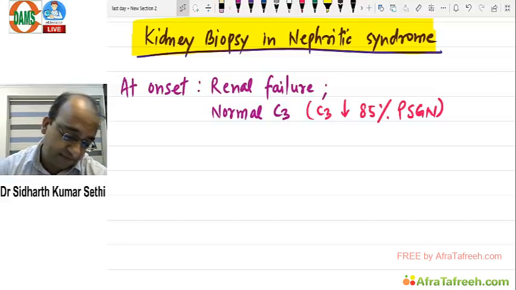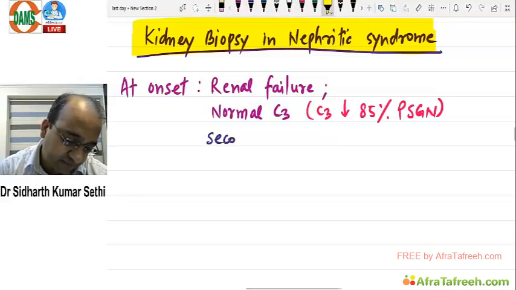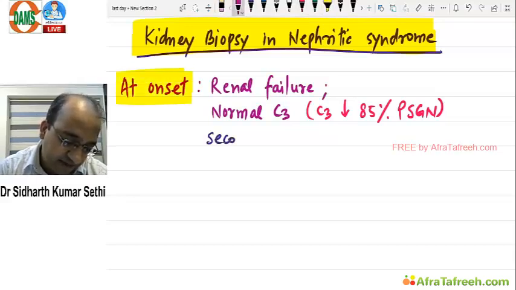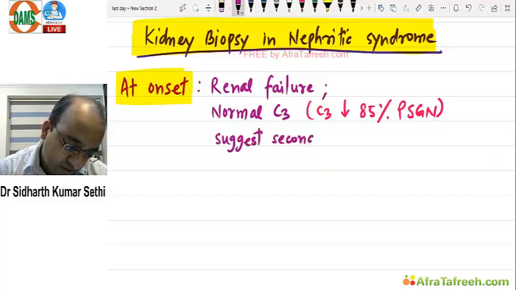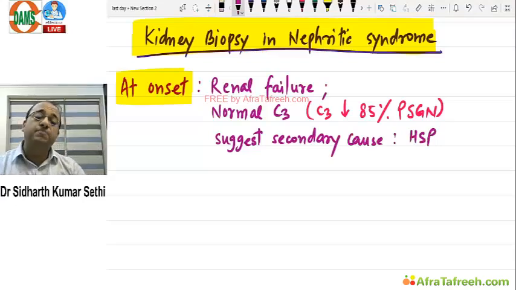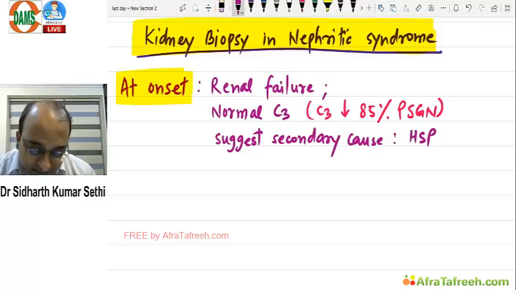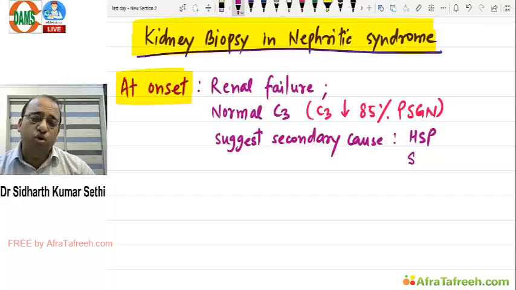At the onset, if this child has secondary features, something which suggests a secondary cause, for example, palpable purpura over the shins and the buttocks. Kidney biopsy is invasive, so we don't normally do kidney biopsies.